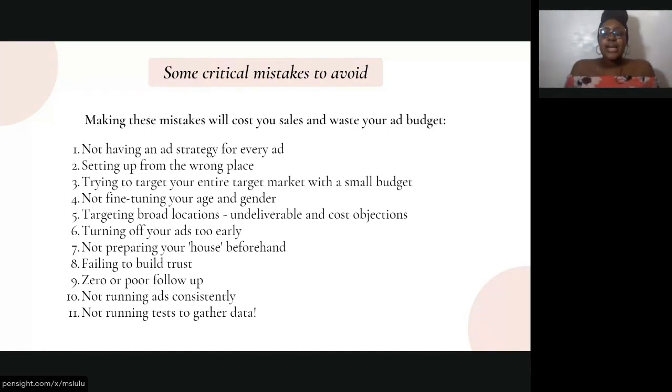Next up is targeting broad locations when you cannot deliver or they will raise cost objections. For example, maybe your client sells thrift clothes and they're in Kenya, and then you set your audience to show throughout Africa. Why would I buy thrift clothes from Kenya when I can buy them here in Nigeria? Right? Or even if it's state by state, I can get those things in my state. It's not like you're selling something so unique that I know I can't get it elsewhere, right?